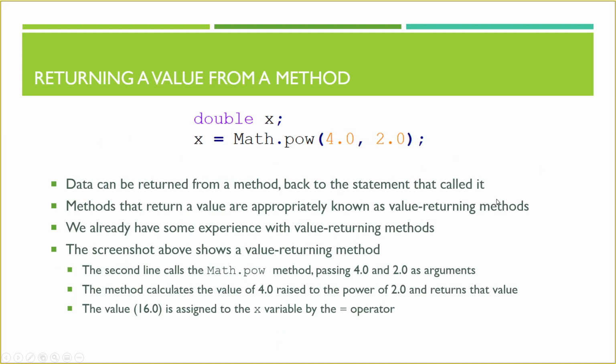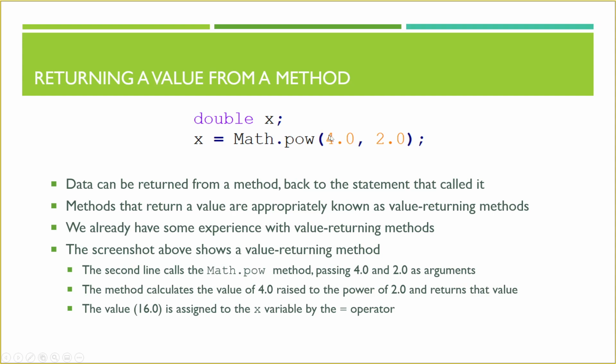All right, so let's talk about returning a value from a method. We know that data can be returned from a method back to the statement that called it. We call these methods value returning methods. For example, the Math.pow method, right? It gives you an exponential power.